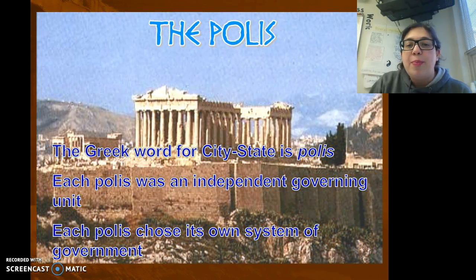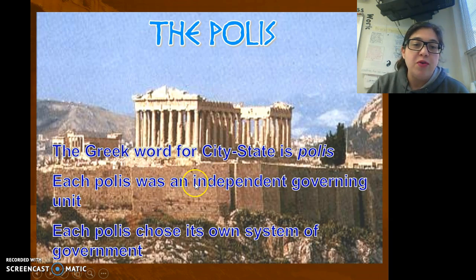This is the Acropolis of Athens, which is one of the two biggest city-states from Greece. And this is a fortress where people in Athens could go for safety and protection. This is a temple to Athena called the Parthenon that we'll look at more soon.